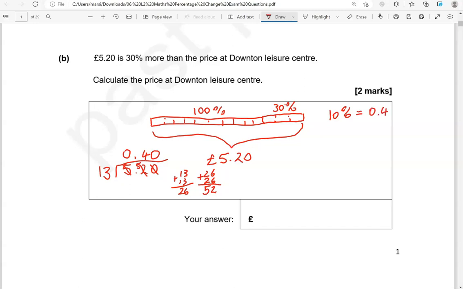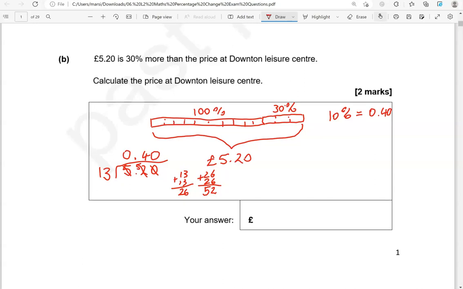So that is 40 pence. I'll write it with a 0 at the end, actually. Now I've got the 10% amount, and to work out 100%, all I need to do is multiply it by 10. So if 10% is 40 pence, then 100% will be £4. It's like multiplying 0.4 by 10, so moving the decimal point one place to the right to make the number 10 times bigger, that gives us 4. So that is £4.